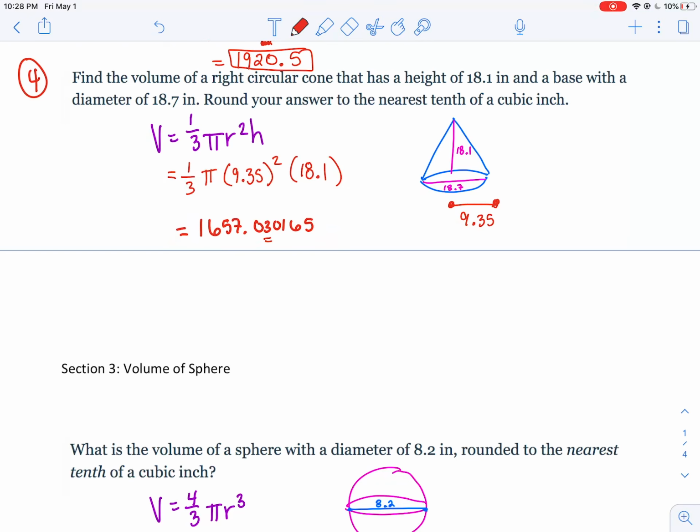And then you just want to check for rounding. If the second digit past the decimal is 5 or bigger, which it's not, you leave it the same. So our final answer would be 1,657. You do not need to put the 0.0. You can if you would like.